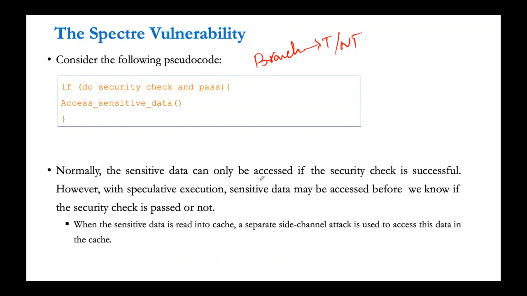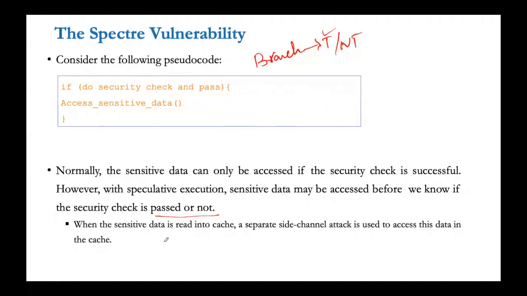Normally, the sensitive data can only be accessed if the security check is successful. However, with speculative execution, some sensitive data may be accessed before we know whether the security check is passed or not, because we are just predicting that the branch will be taken.